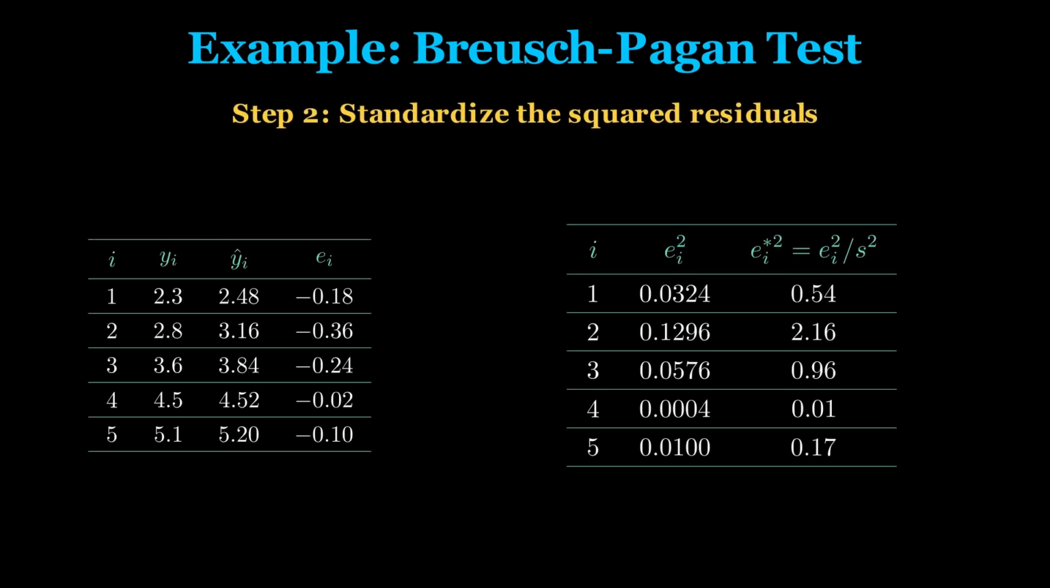Step 2. Compute the squared residuals and standardize them by dividing by the estimated error variance of 0.06. For the first observation, negative 0.18 squared is 0.0324, and dividing by 0.06 gives 0.54. Doing the same for the remaining observations, we get 2.16, 0.96, 0.01, and 0.17.